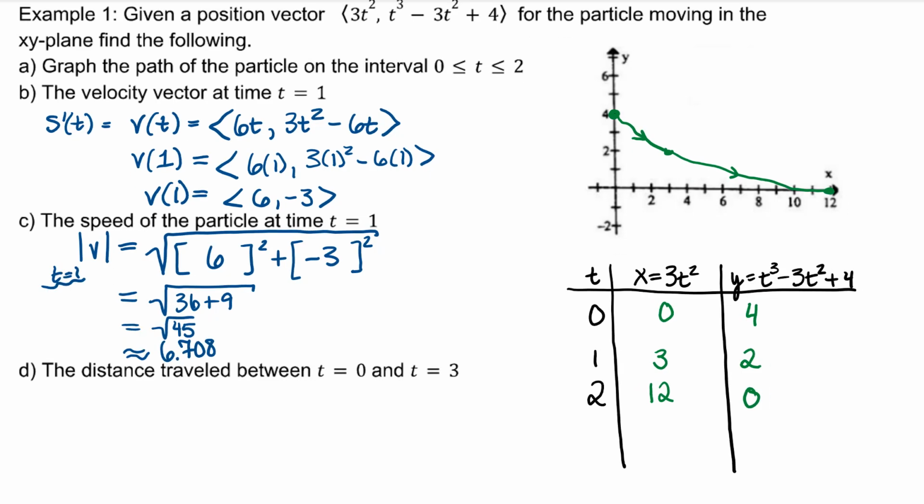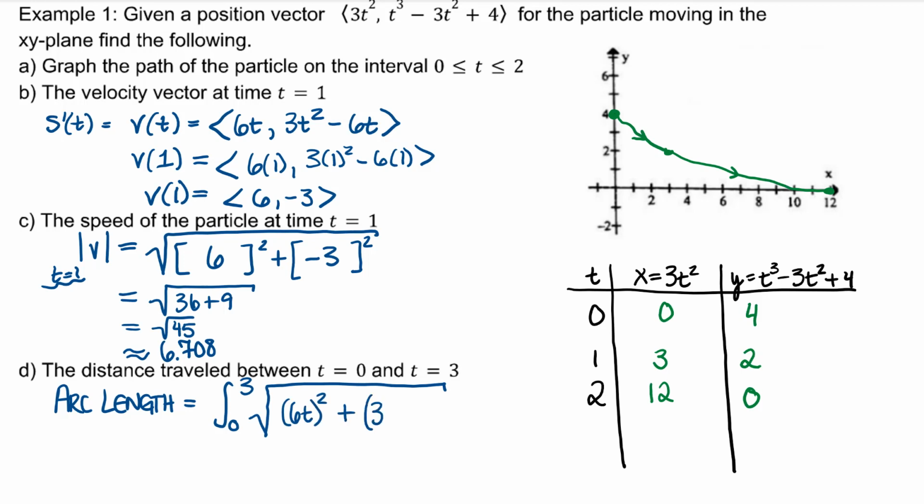The distance traveled between 0 and 3 would be the arc length from t equals 0 to t equals 3. Go ahead and plug this into a calculator and make sure you're in parametric form. When you do that, you'll get 28.583 rounded or 28.582 truncated.